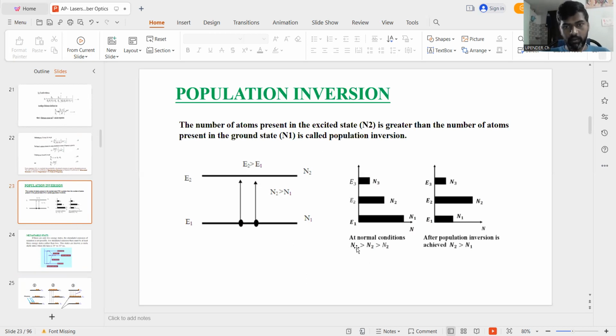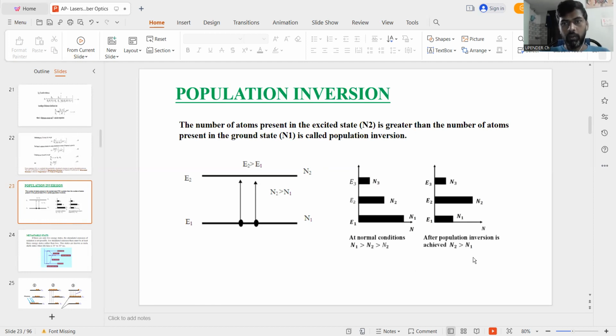This is the first case, N1 greater than N2 greater than N3. Here the number of atoms is on the x-axis, and energy is on the y-axis. The number of atoms slowly decreases as you keep on increasing the energy value. So N1 is greater than N2 greater than N3 at thermal equilibrium condition.